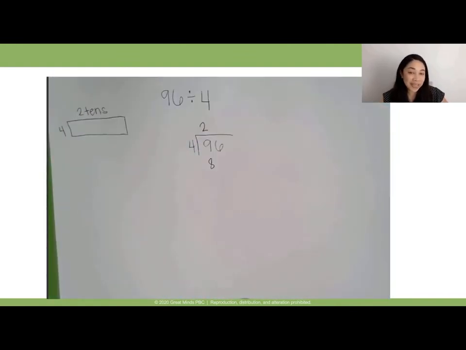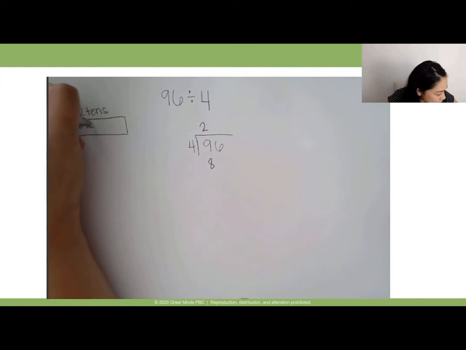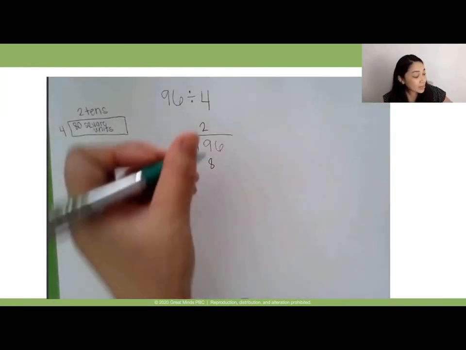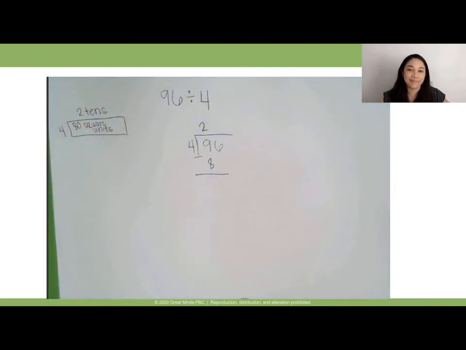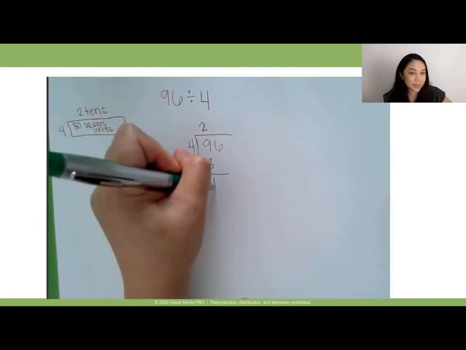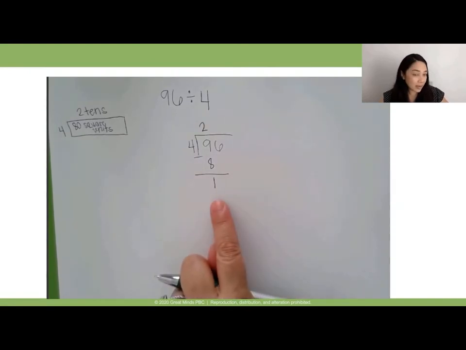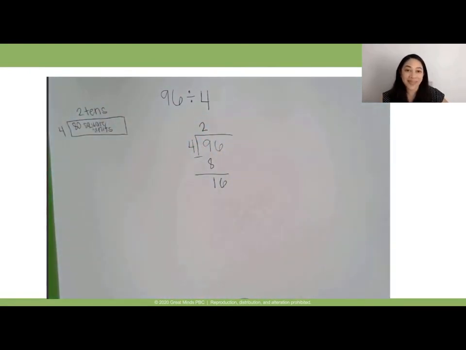And how many square units is that? 80 square units. How many tens remain? 1 ten remains. Let's add the remaining 10 to the 6 ones. 1 ten and 6 ones makes 16. We now have 16 square units remaining and a width of 4.